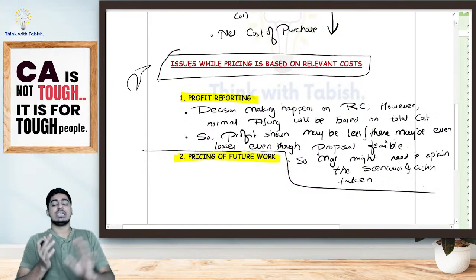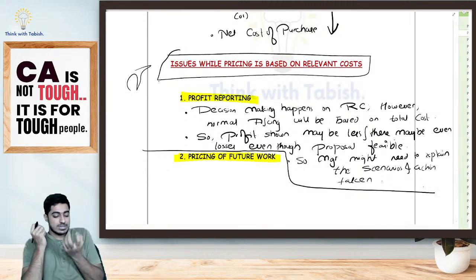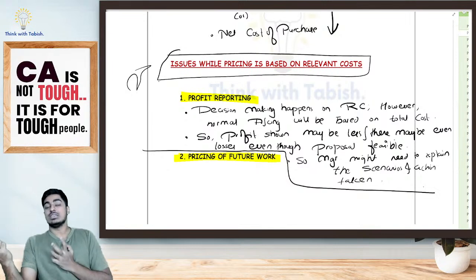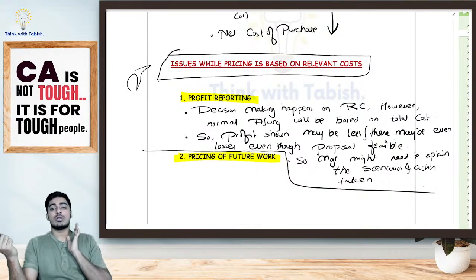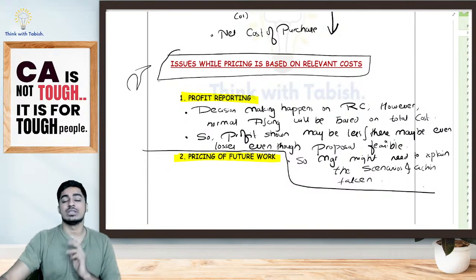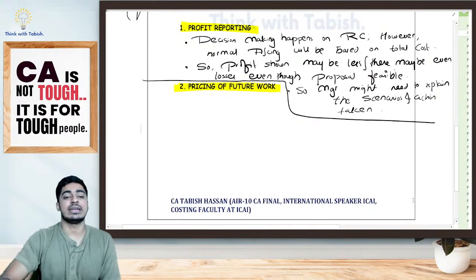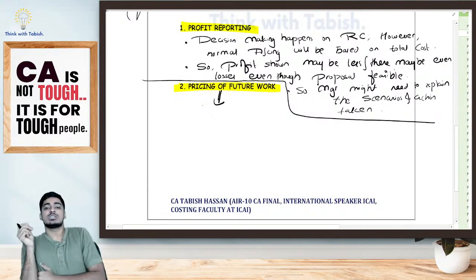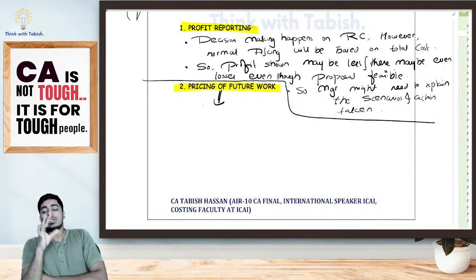So what will happen if you take a decision based on relevant cost? If you consider only relevant cost, in books it may be showing loss, even though in reality it was a profitable option. That is the first issue. So the manager will have to go and explain all the things. The second thing: this was within the organization. Now, outside, think of it from the customer's perspective. This time, I have just quoted the relevant cost.